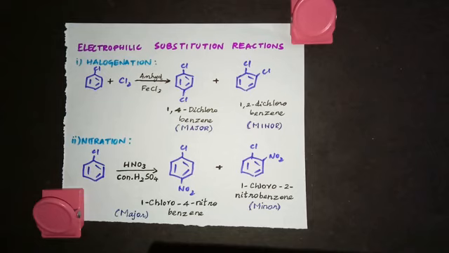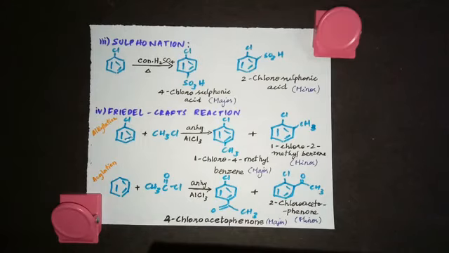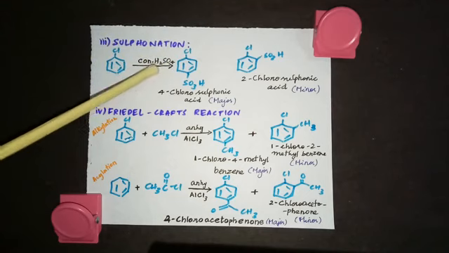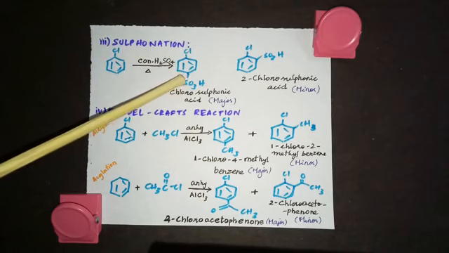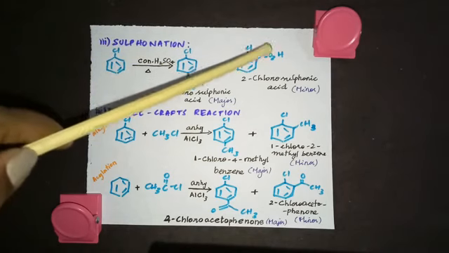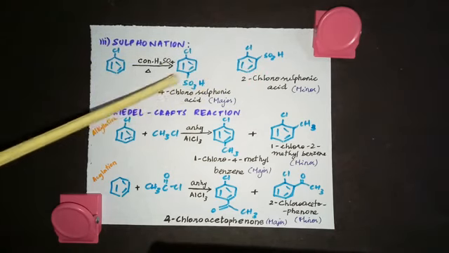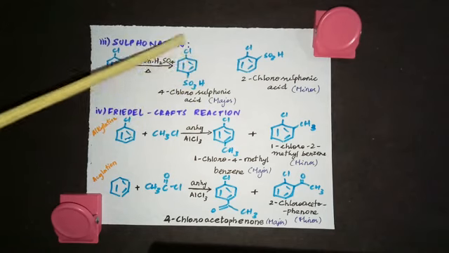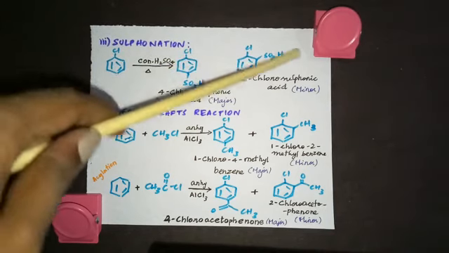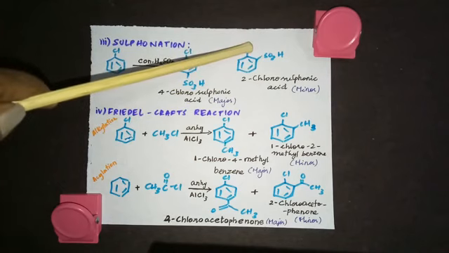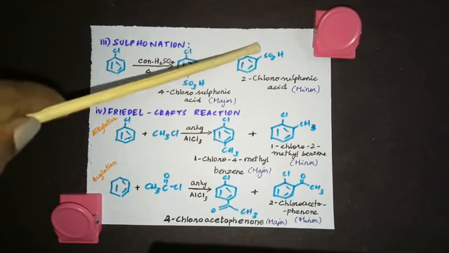Now let's see a few more examples. This reaction is called sulfonation. For this you are treating chlorobenzene with concentrated sulfuric acid and you are heating it, and you are getting a para and ortho substituted product. So this is called 4-chlorobenzenesulfonic acid, 2-chlorobenzenesulfonic acid. So leave this, you are treating this as the substituent.